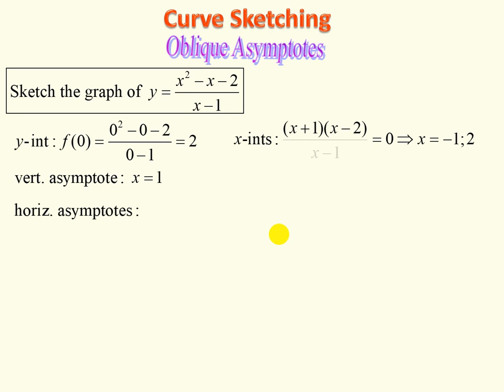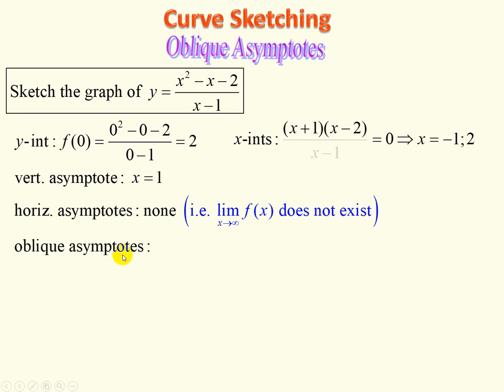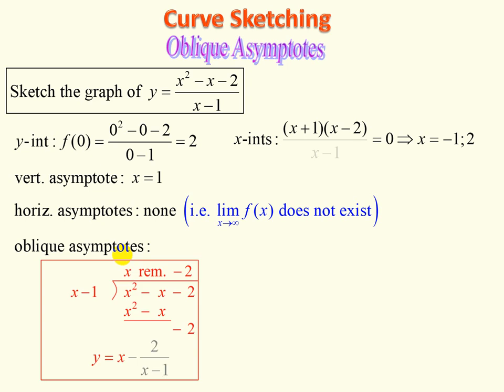Horizontal asymptotes: there are none. The limit of f of x as x tends to infinity, remember, that's what we do in order to try to find horizontal asymptotes, does not exist. Oblique asymptotes: so we get to do our division. There we have it. The equation is y equals x minus 2 over x minus 1. So there is our oblique asymptote, because this is going to go to 0 as x tends to infinity: y equals x.